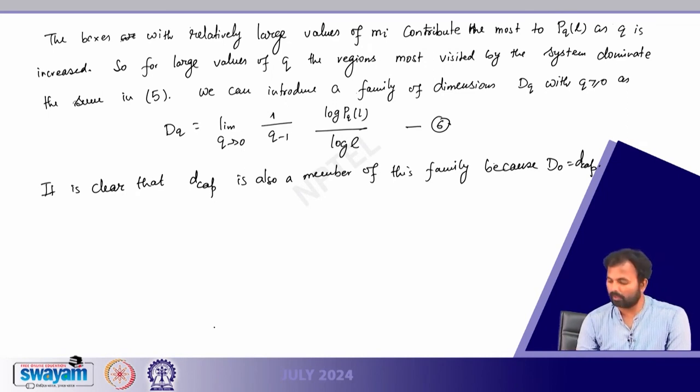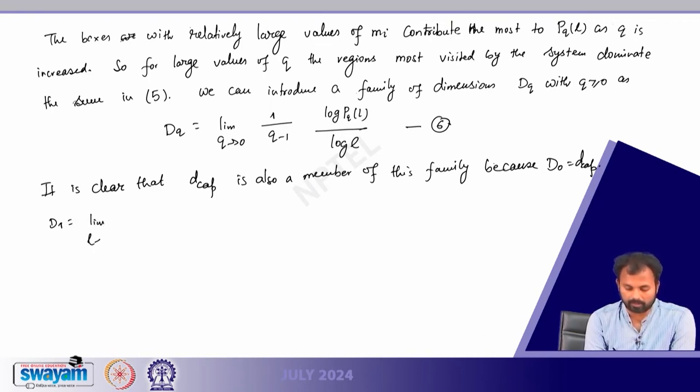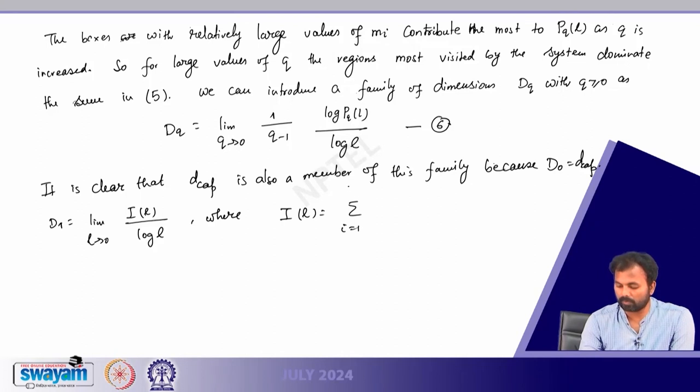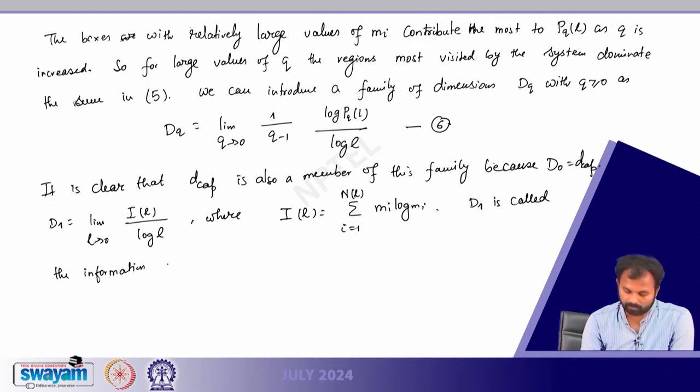And if we keep on doing, then we can see that D1 will be the limit as L tends to 0 of IL by log of L, where IL is equal to the summation, i running from 1 to NL, of mi times log of mi. So D1 basically is called the information dimension.